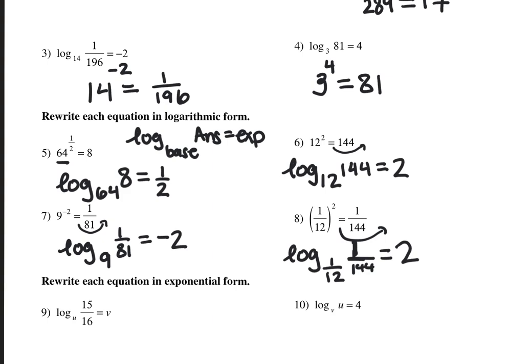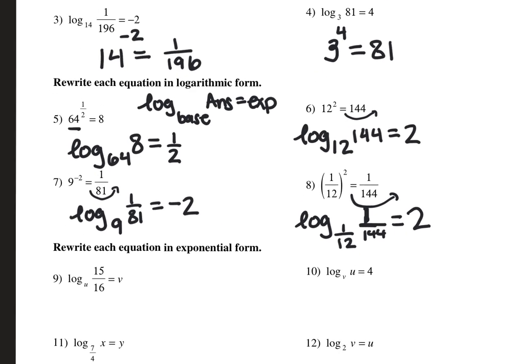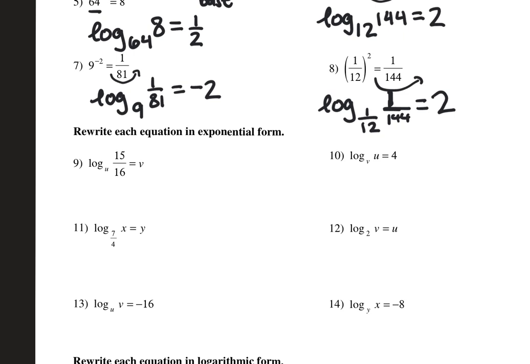So the next part is a repeat of the first part. What we're going to do is grow this little base right here. We're going to move the equal sign, so it's equal 15 over 16. And then we're going to put the exponent on top. So you can see it, it's u to the v is equal to 15 over 16.